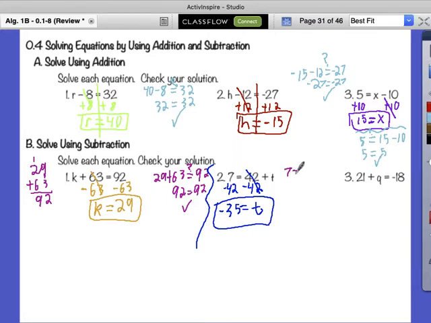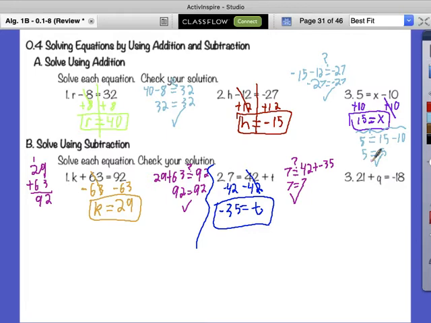Alright, so 7 equals 42 plus negative 35. Okay, what's 42 plus a negative 35? Those are different signs, we subtract them. What's 42 minus 35? 7. It's still positive because 42 is bigger. So does 7 equal 7? Check, it checks out. Alright, let's try number 3, okay?